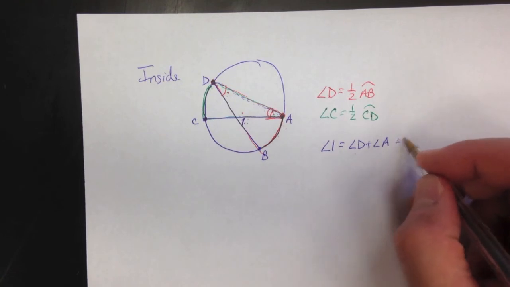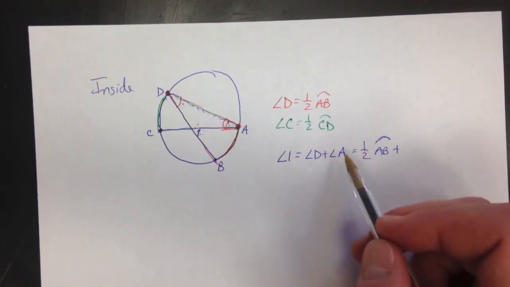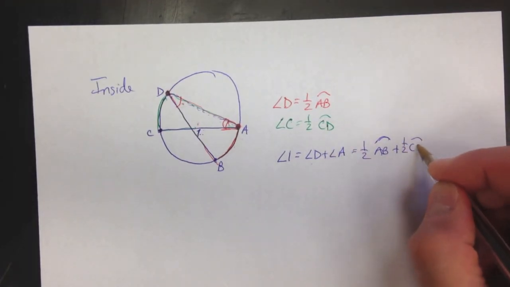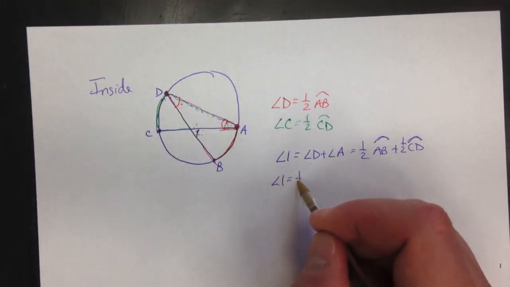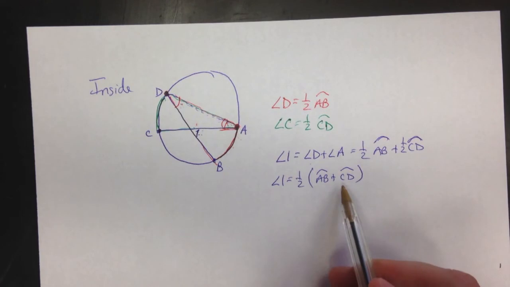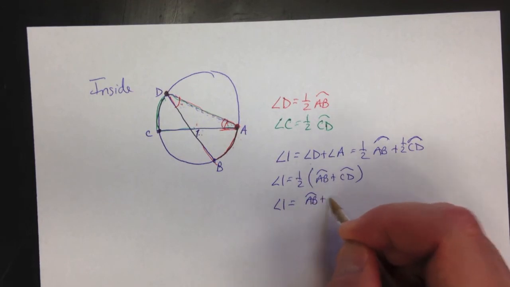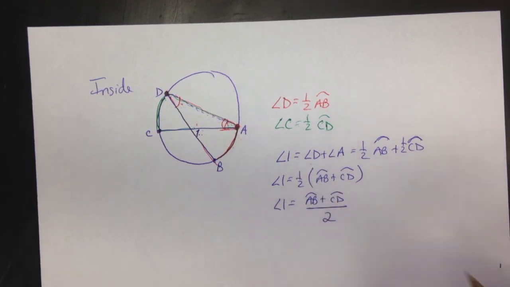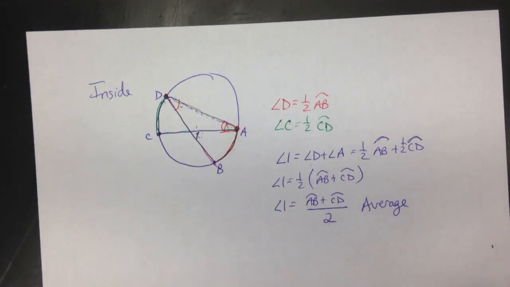Well, angle D is 1/2 arc AB plus angle A is 1/2 arc CD. I can factor out the 1/2. So I get angle 1 equals 1/2 times arc AB plus arc CD. And instead of multiplying by 1/2, what I'm going to do is say angle 1 equals arc AB plus arc CD over 2. Add the arcs, divide by 2. That is what we call the average. So that's a proof of why this formula actually works. Why is an inside angle equal to the average of the arcs?